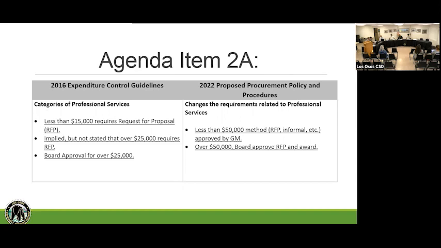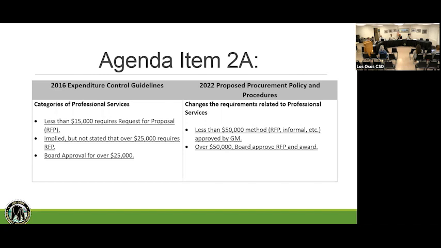And then this is professional services. Right now, anything over 15,000 requires a request for proposal. Julian, this implied but did not state that over 25,000 requires an RFP and then board approval. We're suggesting moving that up to 50,000 just because of the time it takes and how expensive things have gotten. That number is from the early 2000s, so this is more reflective of what inflation has done over time. Probably the type of work hasn't changed, just the cost has gone up.